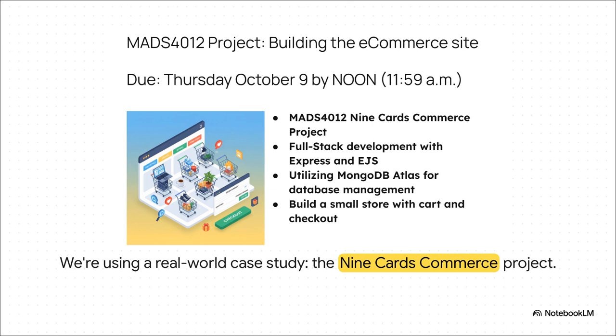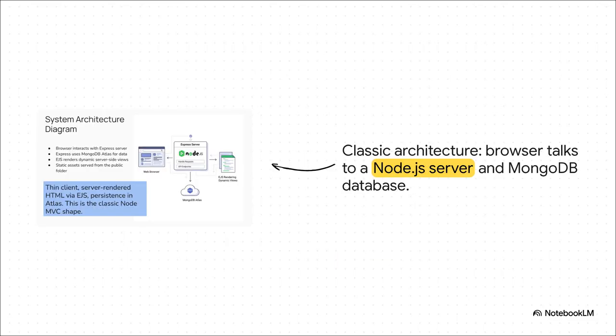So to make this all super clear and not just a bunch of theory, we're going to walk through a real-world example. This is the Nine Cards Commerce project. It's a full-stack app, and it's pretty much a perfect case study for seeing how these things are built from scratch.